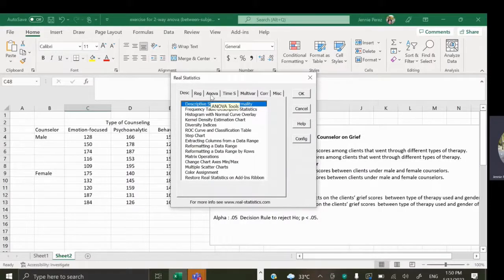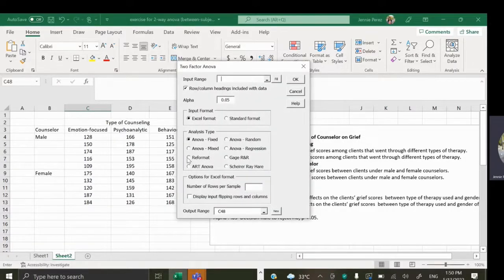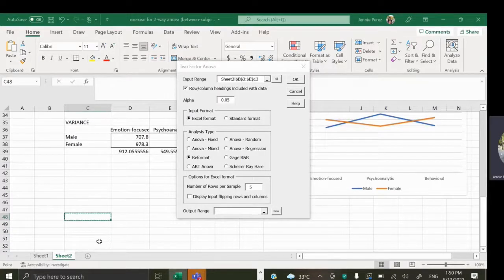ANOVA, we have two-factor, and we have to highlight our input range and check reformat. And we have number of rows per sample. We have 5. And we have our output range. We put our output range so this can be reformatted.